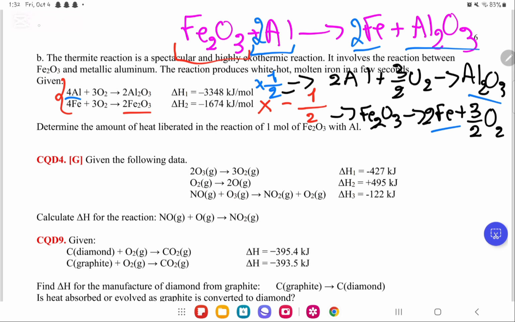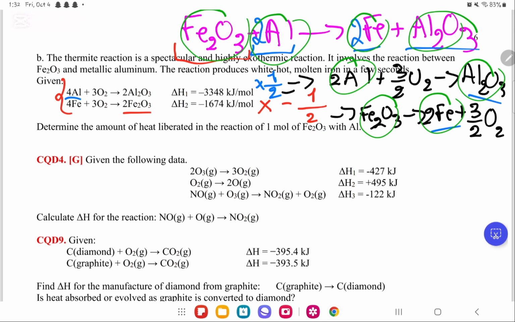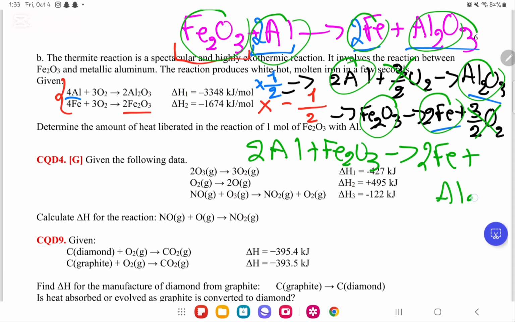So now, we need what? We need the Fe2O3, so we're going to circle it. We need the 2 aluminium, we're going to circle it. We need the 2Fe, we're going to circle it. And we need the Al2O3. We're left with 3 over 2 O2 in the reactants and 3 over 2 O2 in the products. You can subtract them, they will cancel out, and you will get 0. So now, what do we have? We have 2Al plus Fe2O3 gives us 2Fe plus Al2O3.